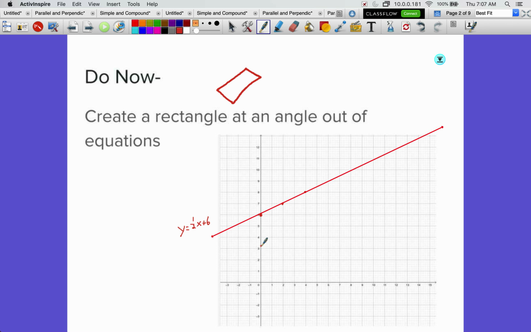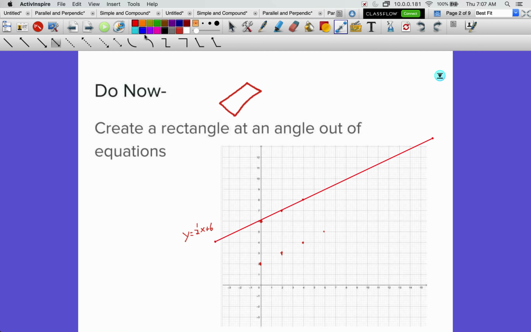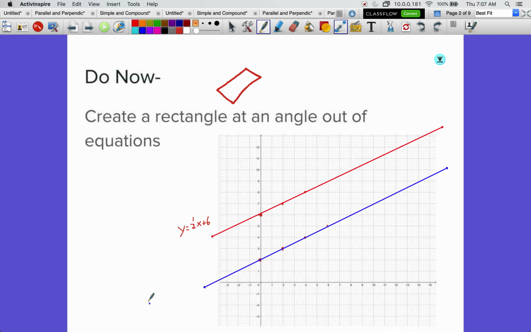So I'll just pick a different y-intercept, like maybe 2, but then I'll keep that same slope, and then I'll connect this up, maybe a different color line. All right, and then I'll write the equation for this one. This would be y equals 1/2 x plus 2. So same slope, but different y-intercepts gives us two parallel lines.